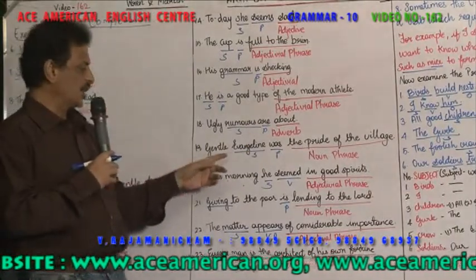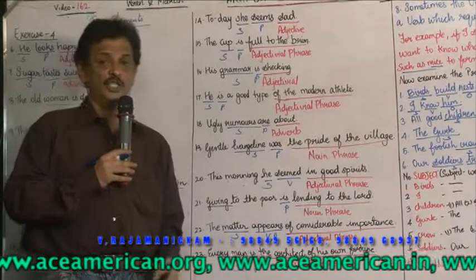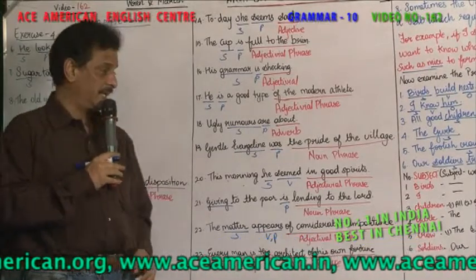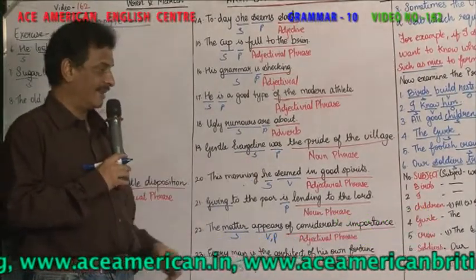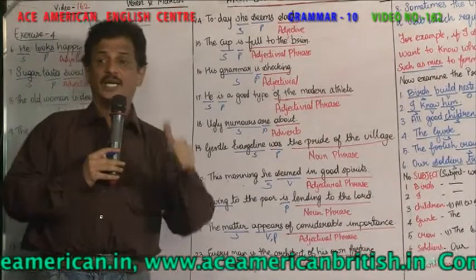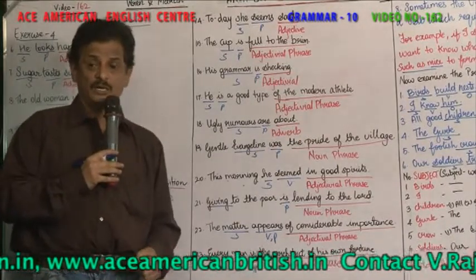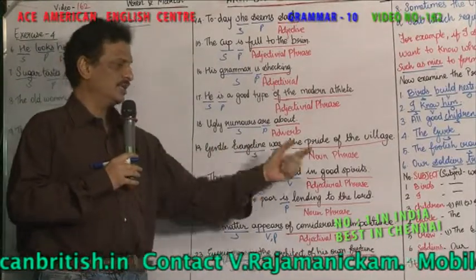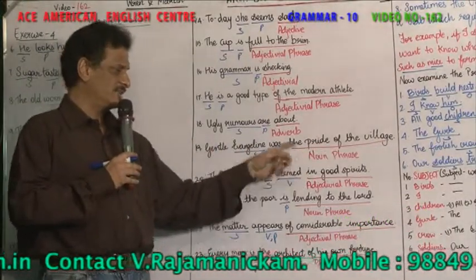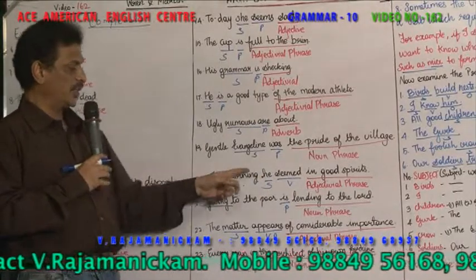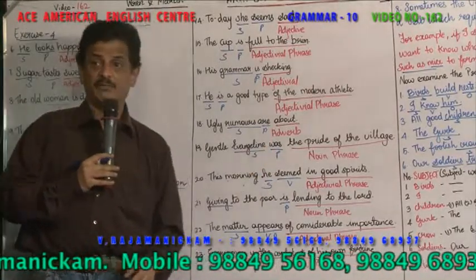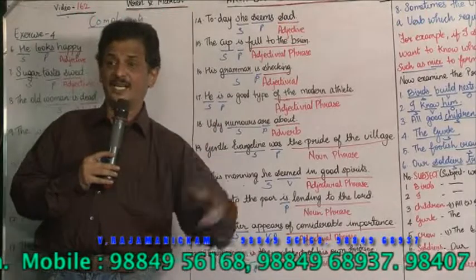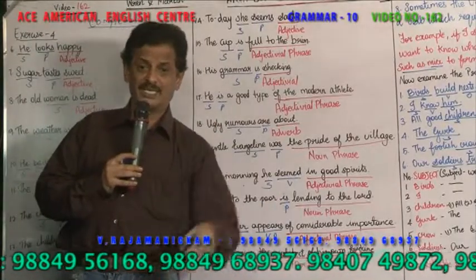Gentle Evangeline was the pride of the village. Gentle Evangeline என்பவர் was இருந்தார். The pride of the village என்றால் என்ன? கிராமத்தினுடைய ஒரு கௌரவமானவராக. So இந்த Gentle Evangeline ரெண்டு ஒன்றாக இருக்கிறது. Noun phrase ஆக வருகிறது, சொற்றொடராக வருகிறது. This morning he seemed in a good spirit. இன்று காலையில் அவன் பார்த்து சந்தோஷமாக இருந்தான். அவன் என்ன நிலைப்பாட்டில் இருந்தான்? சந்தோஷமாக இருந்தான். அந்த object எடுக்கிறது இல்லை.